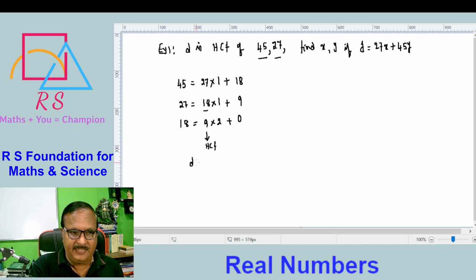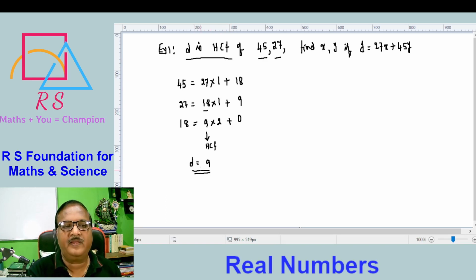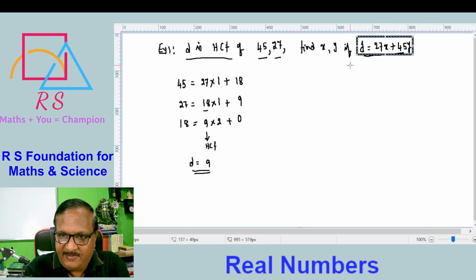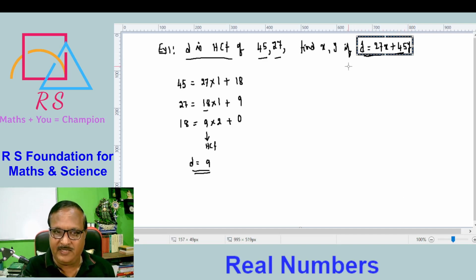That means D is equal to 9, because D is the HCF. So now we have to take an equation, D is equal to 27x plus 45y. You have to get an equation like that, and from that you have to find the x and y values.